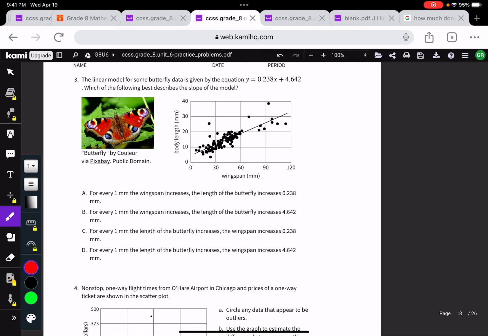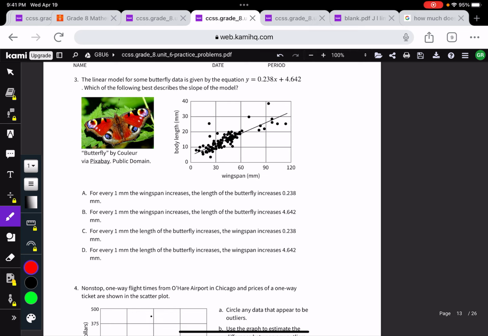The linear model for some butterfly data is given by the equation y equals 0.238x plus 4.642. Which of the following best describes the slope of the model? So it looks like the body length is the y-axis, going up and down, and the wingspan. So as the body length gets longer, the wingspan also gets wider.